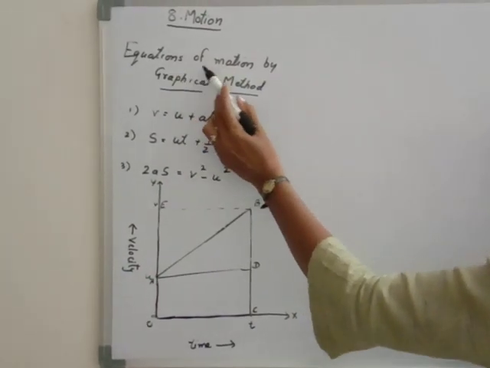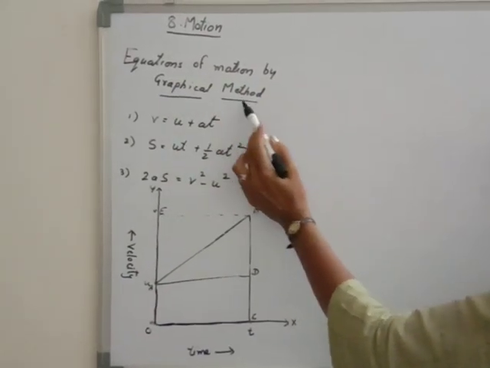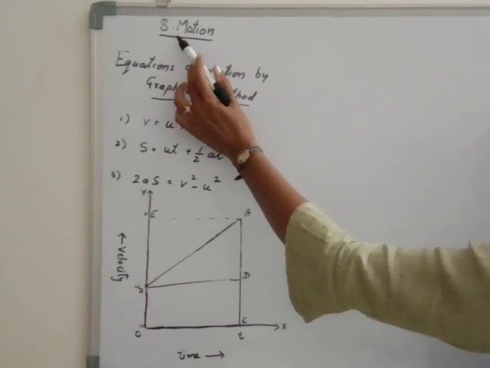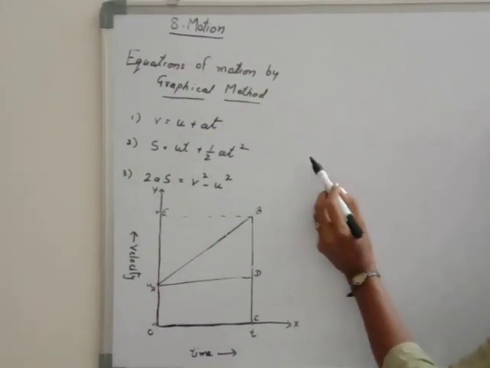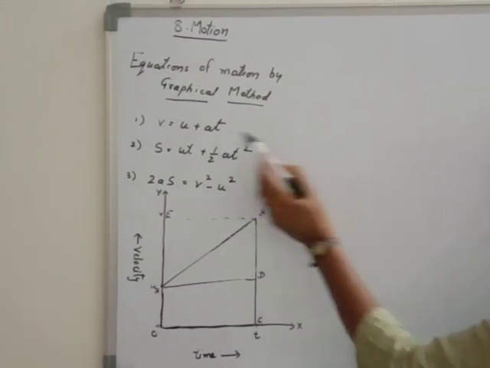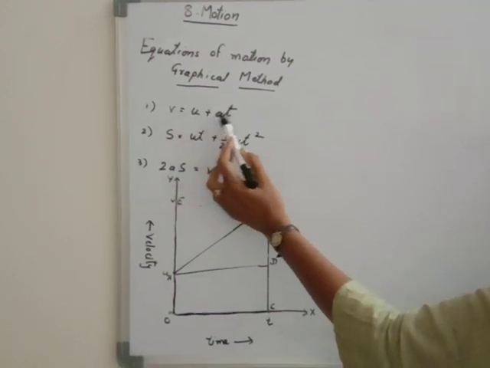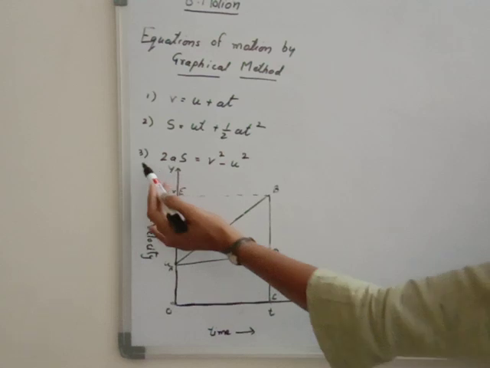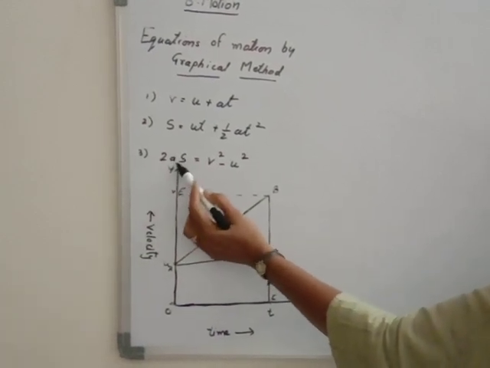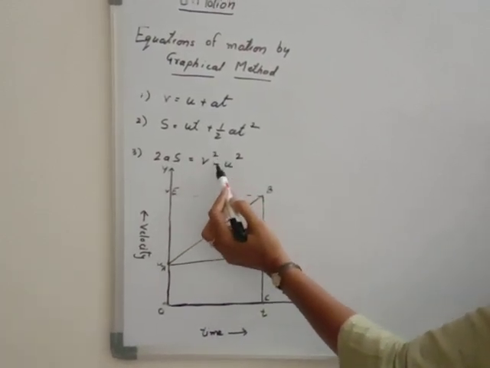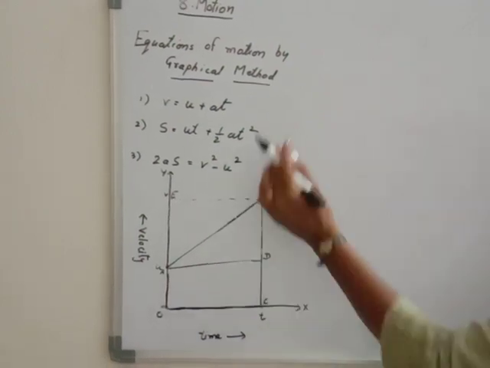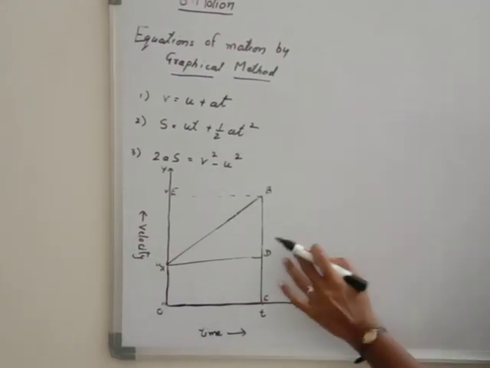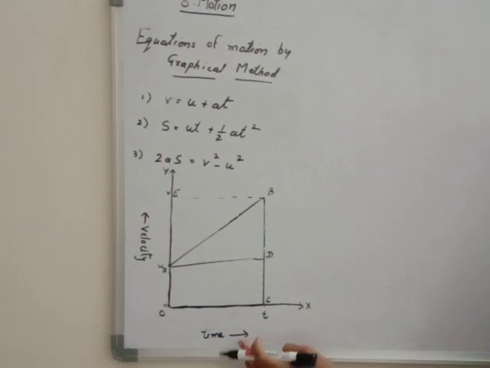We will learn equations of motion by graphical method. That is the topic of chapter 8, motion. Now the three equations are v equal to u plus at, s equal to ut plus half at square, and the third equation is 2as is equal to v square minus u square. We have to derive these three equations using a velocity time graph.